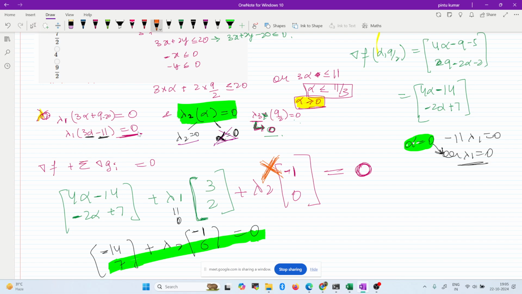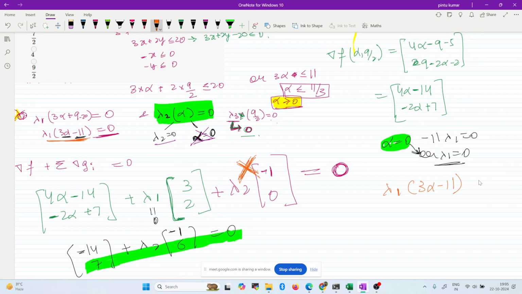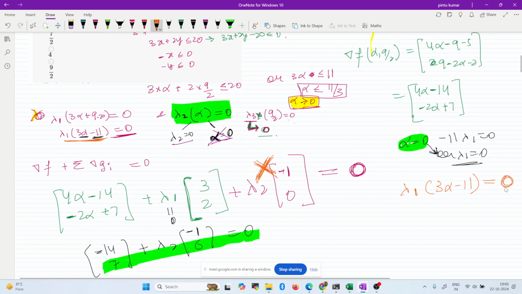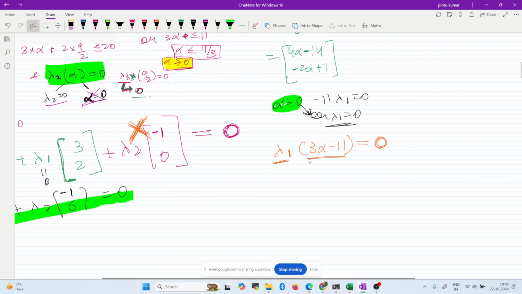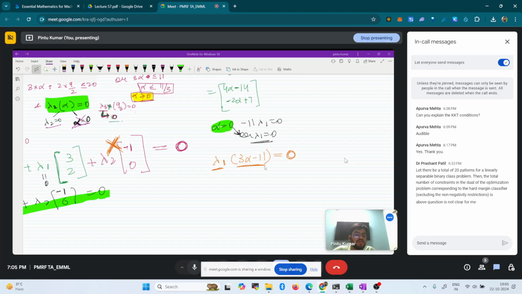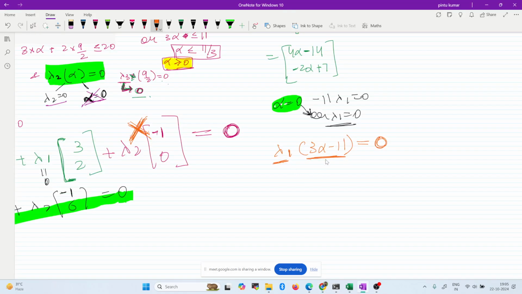Now, similarly, if we look at this condition, this says that lambda 1 times (3 alpha minus 11) is equal to 0, right? So either lambda 1 can be 0 or this second quantity can be 0. Now if my second quantity becomes 0, that is 3 alpha minus 11 is 0, that means my alpha is 11 by 3.